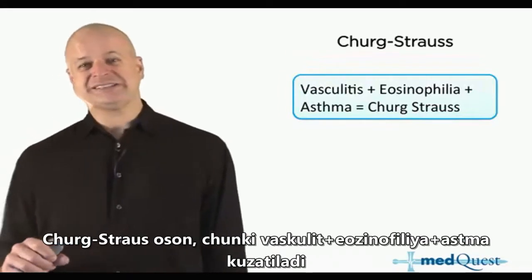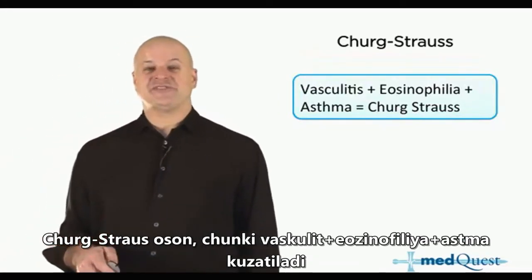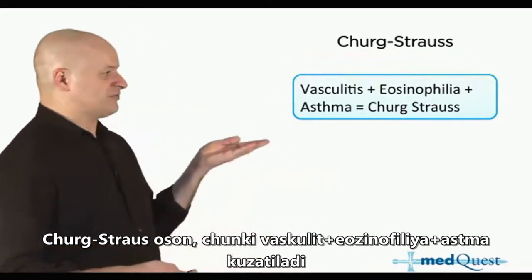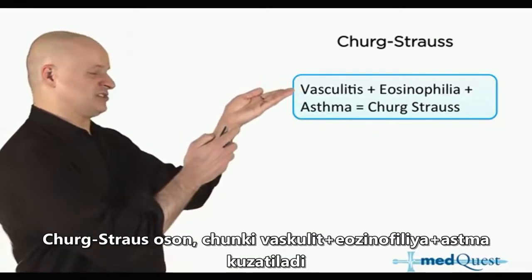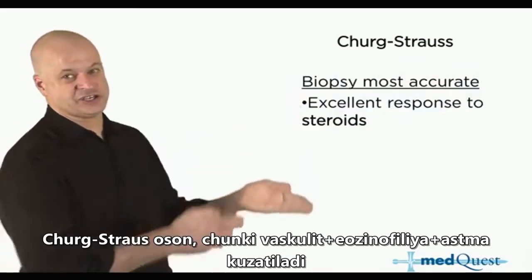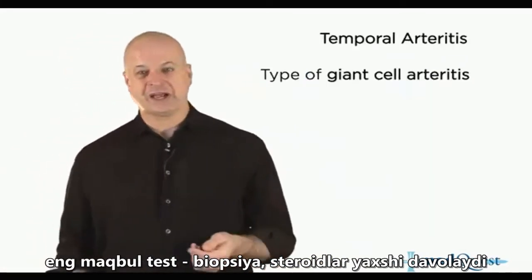Now, Churg-Strauss is easy because it's the only one that has eosinophils and asthma. Eosinophils and asthma is Churg-Strauss, so from that point of view, this is the easiest one because it's the only one that's characterized by the eosinophils and the asthma. That's very, very easy. And biopsy, an excellent response to steroids, Churg-Strauss, P-ANCA.